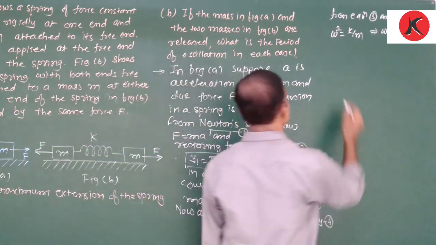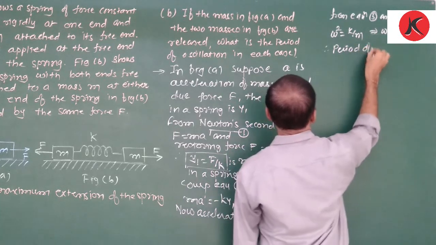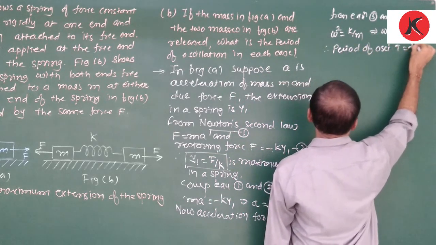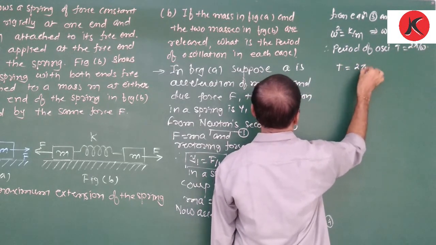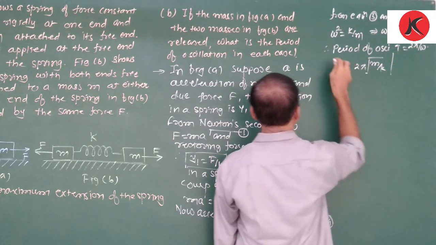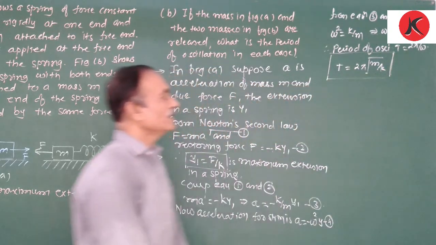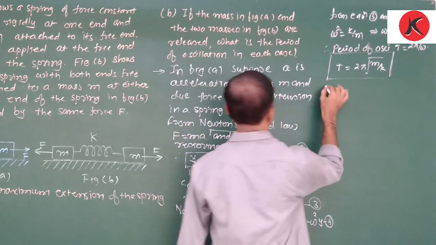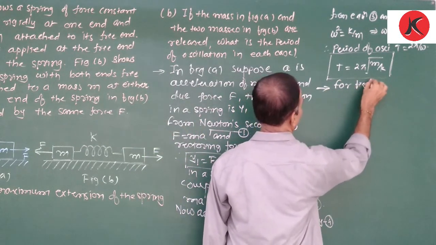But we know that the period of oscillation T is equal to 2 pi upon omega. Therefore, T is equal to 2 pi under root of m upon k. That is the period of oscillation for figure A. Now, for figure B.